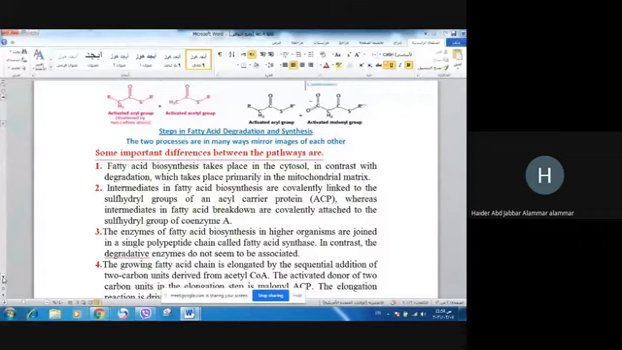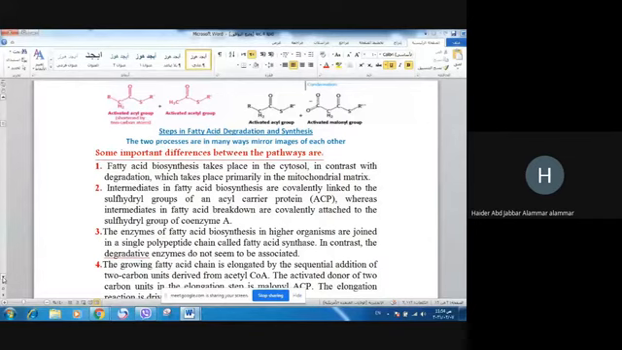This is the third step of beta oxidation. The first step starts with activated acyl coenzyme A. So the intermediate is covalently attached to the sulfhydryl group of coenzyme A in beta oxidation, while in fatty acid synthesis it is covalently linked to the sulfhydryl group of acyl carrier protein. This is the second difference.